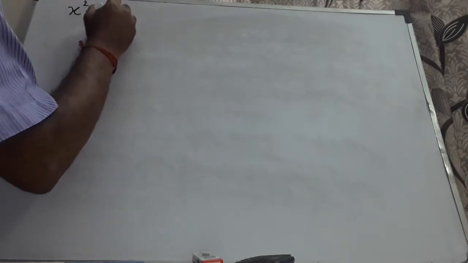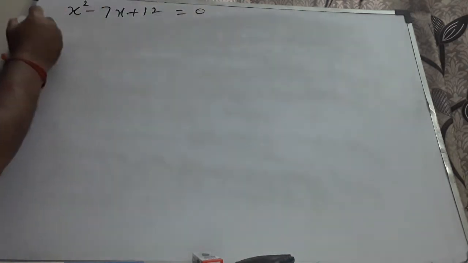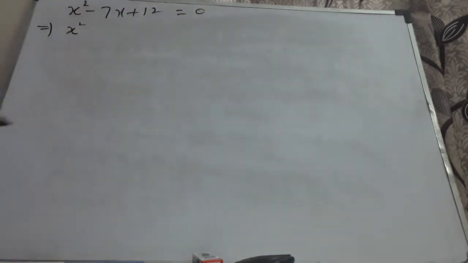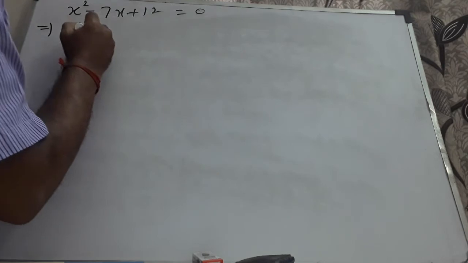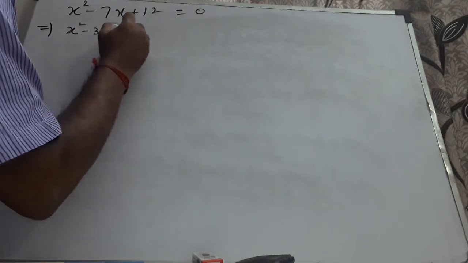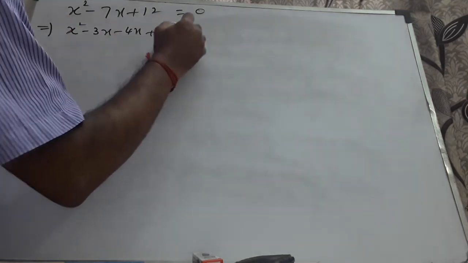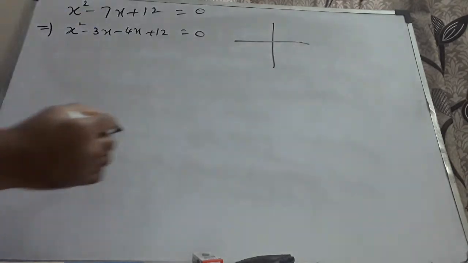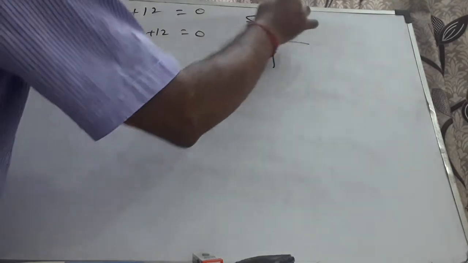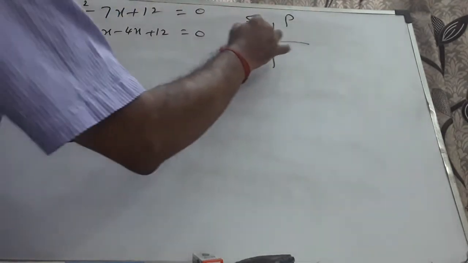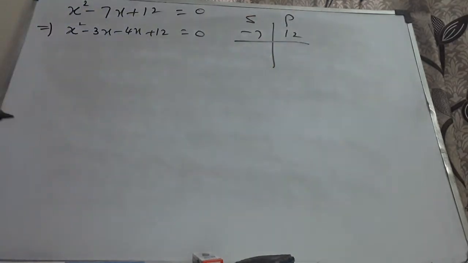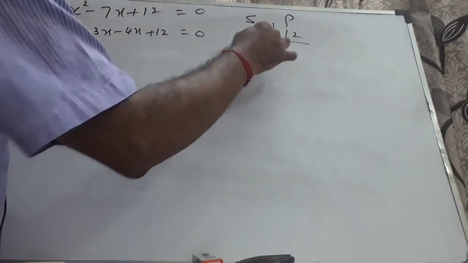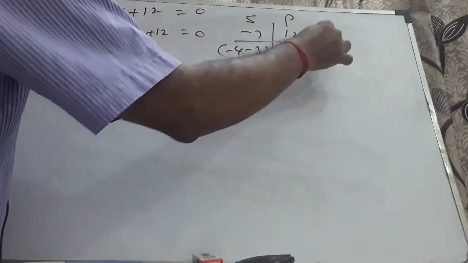Think about x square minus 7x plus 12. Now equate it to 0. You know how to split the middle term. You might have learnt in 7th standard. Sum has to be minus 7, product to be 12. I have to think of two numbers whose sum is minus 7, product is 12. Minus 4, minus 3.